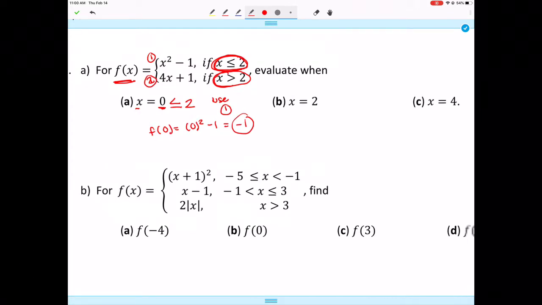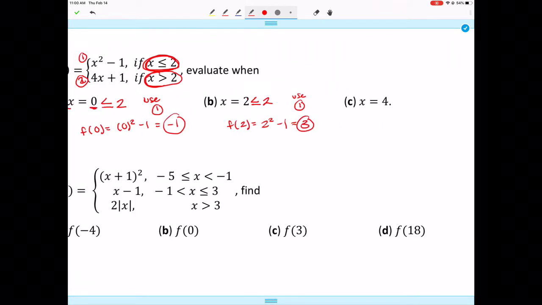Okay. Next one, we have when x equals 2, are we going to use situation 1 or situation 2? Well, we'd look at this and say, is 2 less than or equal to 2? Yes. 2 is less than or equal to 2. It is equal to 2. So we will still use equation 1. So we'll do f of 2 gives us 2 squared minus 1 gives us 3.